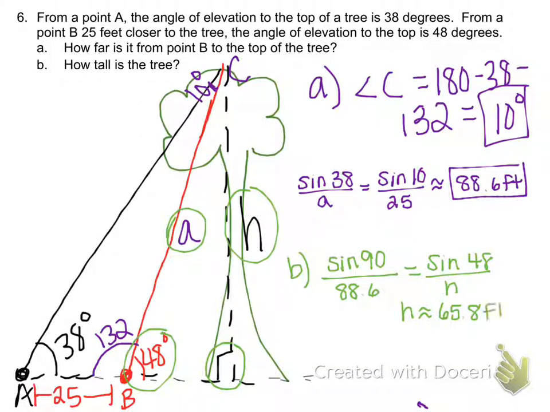65.8 feet. Now, the other thing to note is since it is a right triangle, we can use right triangle trig like we had been before. So you also could just do sine 48 equals opposite H over its hypotenuse, which is 88.6 that we solved for. So you can only do what's in orange because it's a right triangle, but you will get the same thing if you did it that way too.